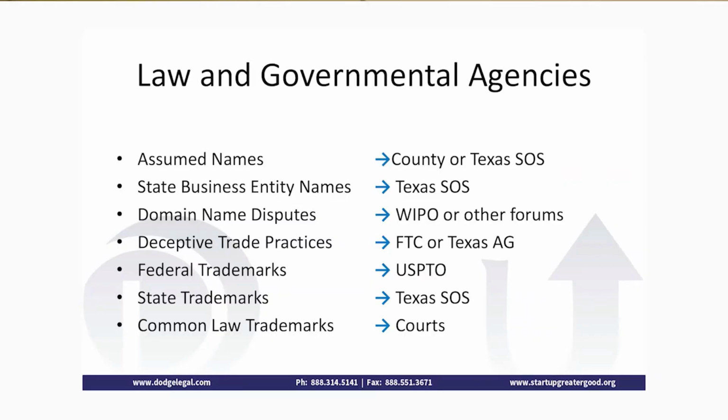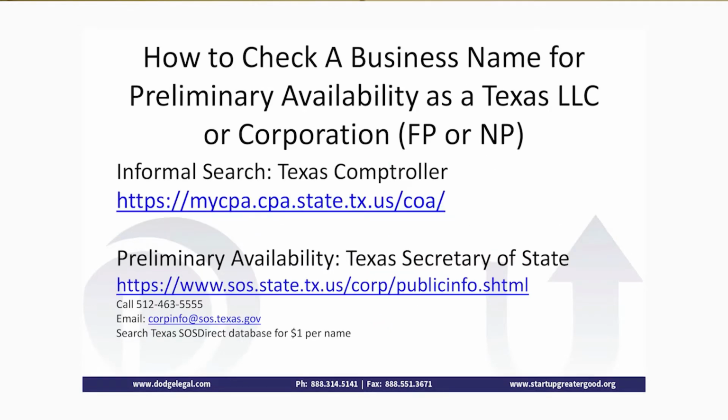And then what makes it really complicated is there's no one database to search. Depending on what law you're checking for, you're going to go to a different database, and none of the databases talk to each other, unfortunately. So when you're checking for good business names, there's multiple places you ideally would want to look. So how to check a business name for preliminary availability as a Texas LLC or corporation.